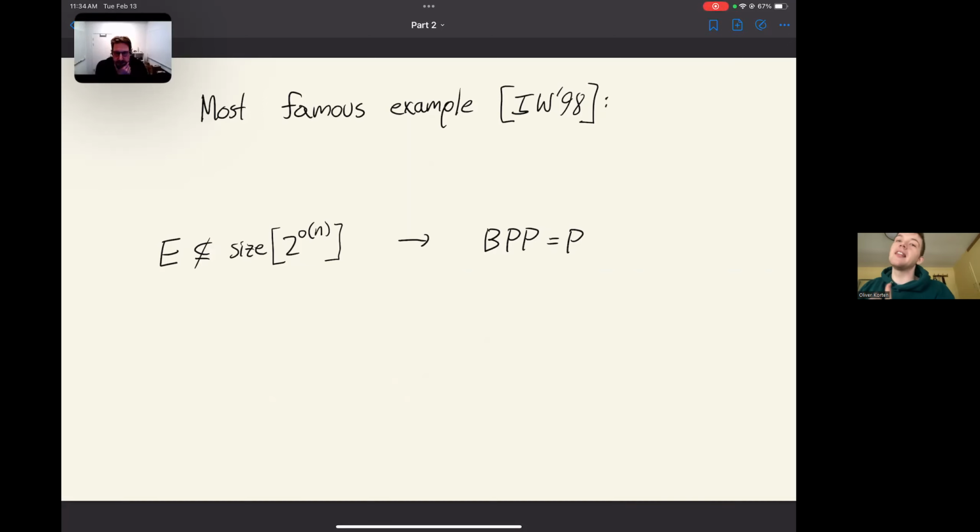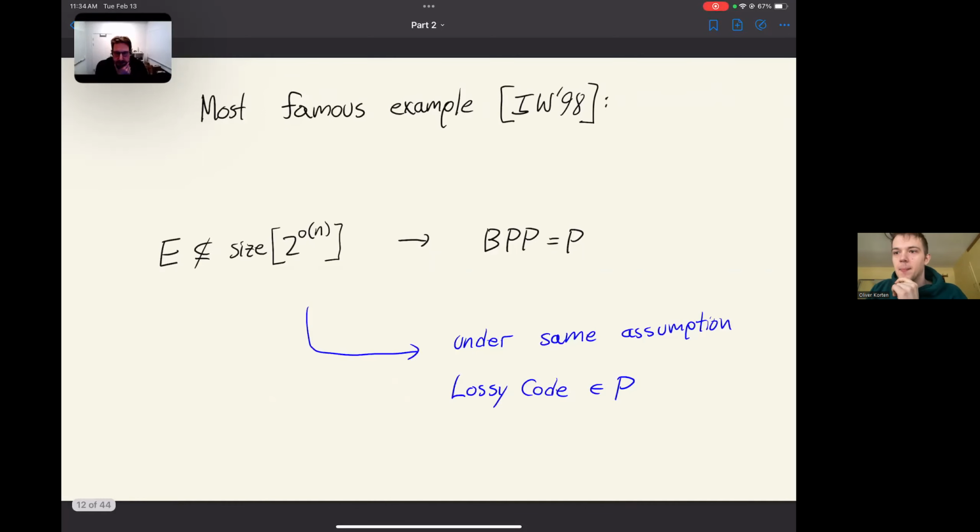We can remove completely the randomness from it. And under this same assumption, this also lets us de-randomize search problems like lossy code. So that would put lossy code in polynomial time. So we expect the answer to this is positive.